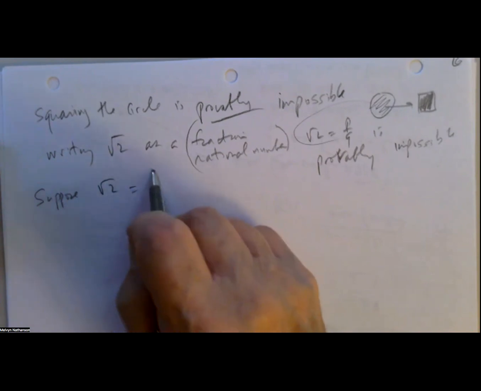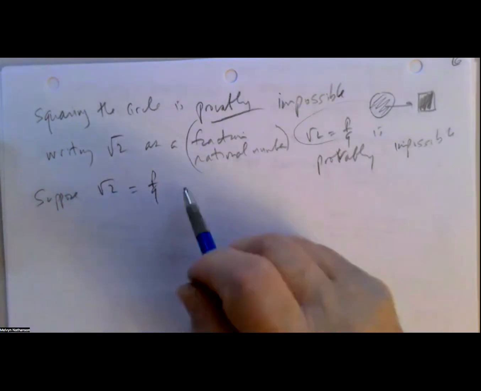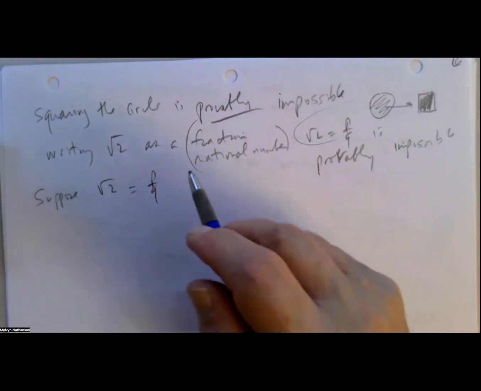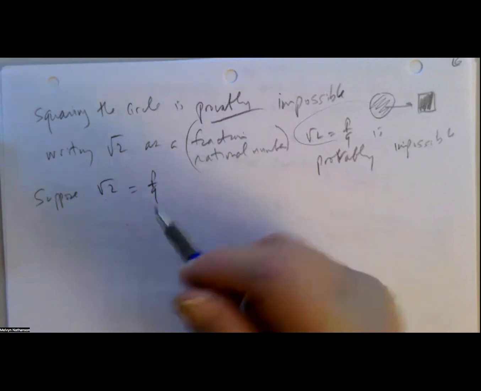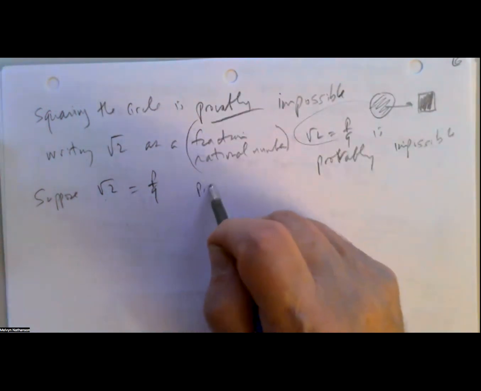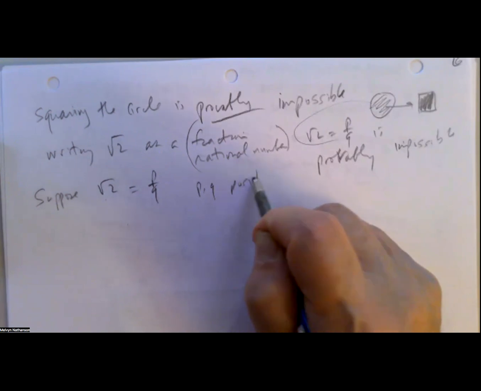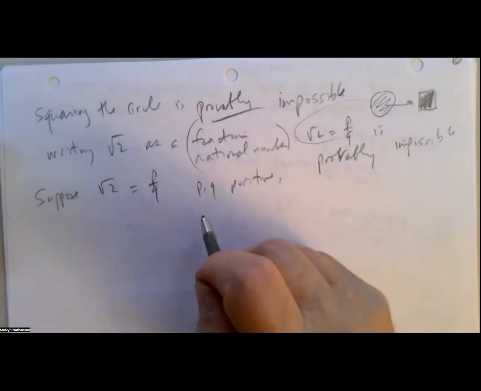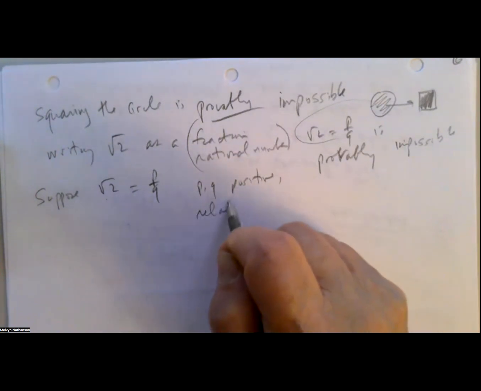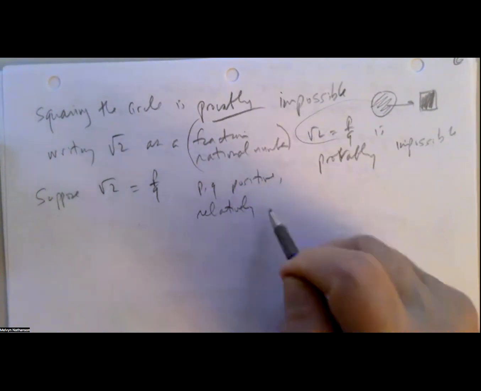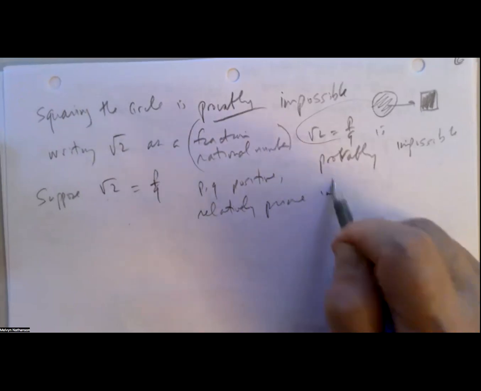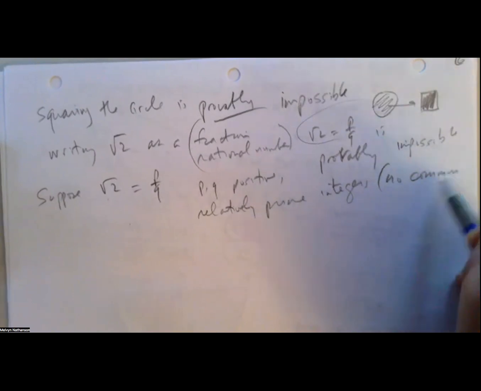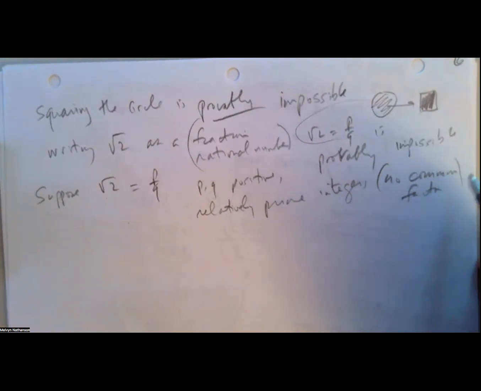Suppose the square root of 2 is a fraction P over Q. So this is positive, so P and Q are either both positive or both negative, so you can make them positive, right? Just multiply by -1. So P and Q are positive, and you can always reduce the fraction to lowest terms, so P and Q are what are called relatively prime integers, which means they have no common factor.